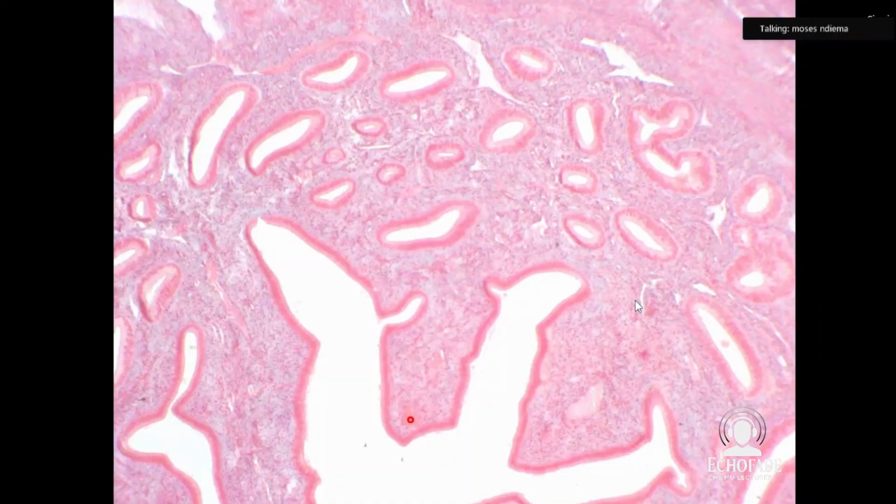Now this area close to the lumen, this is what we are calling stratum compactum. A lot more connective tissue, dense connective tissue. These other areas here are the stratum spongiosum. And the stratum spongiosum contains a lot of these glands, the tortuous glands.